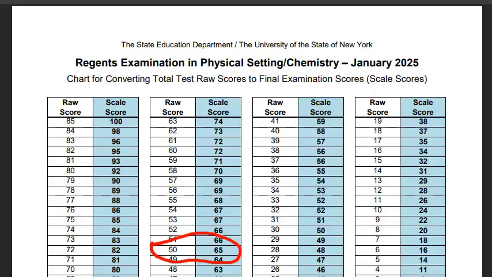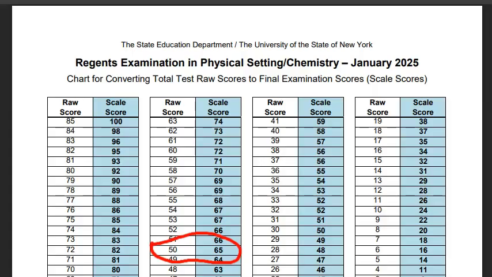Since part A is worth 30 points because there's 30 questions, that is going to really give you a big advantage if you can get all or at least most of those questions correct. And there's no reason that you can't because, again, facts, definitions.